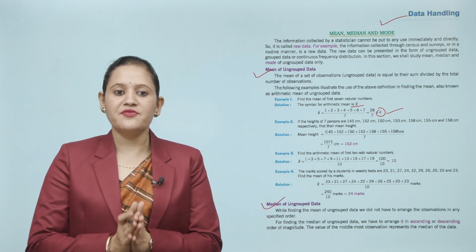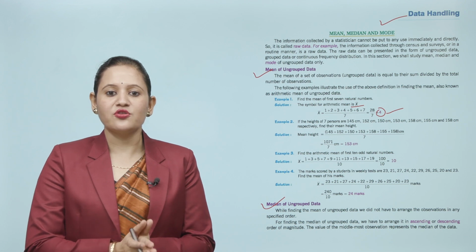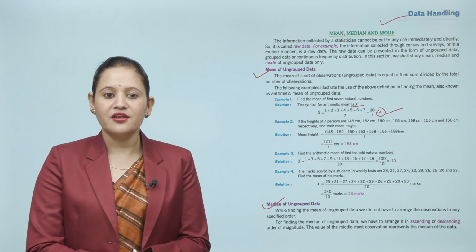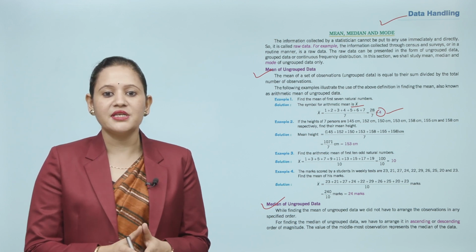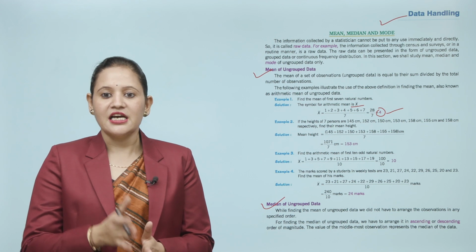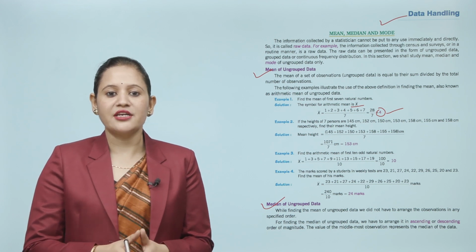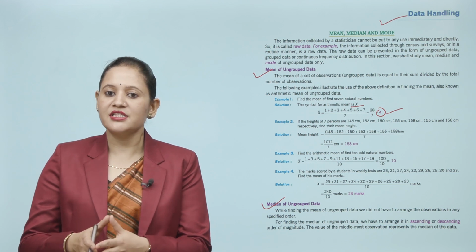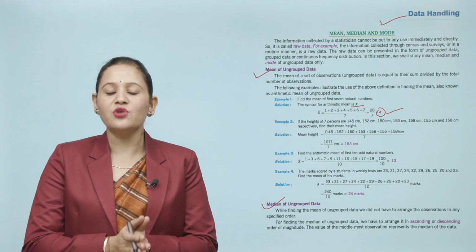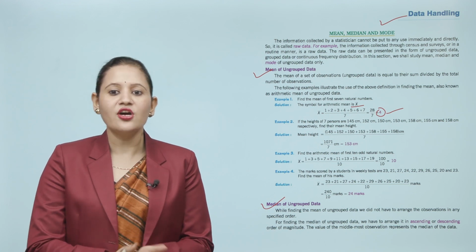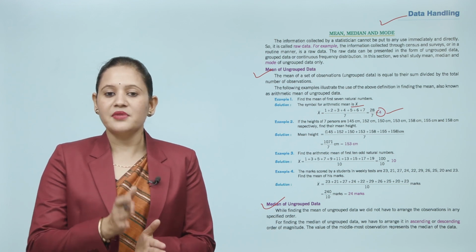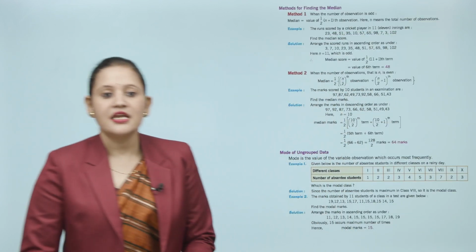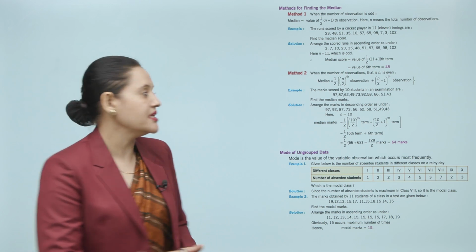Median means mid value. While finding the mean of ungrouped data, we did not have to arrange the observations in any specific order. For finding the median of ungrouped data, we have to arrange it in ascending or descending order of magnitude. The middle observation represents the median of the data. So for median, we have to arrange the data either in ascending order or in descending order, and the middle value will give you the median.